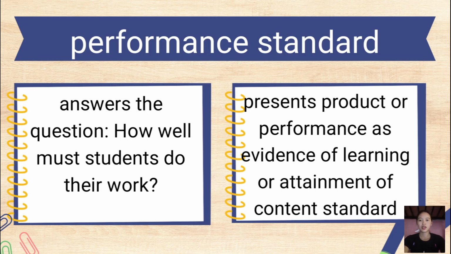For example, if our lesson is about writing a paragraph, the content standard may focus on understanding the elements of a good paragraph, such as the topic sentence, supporting details, and concluding sentence. The performance standard, on the other hand, may require the students to write their own well-organized paragraph using those elements. So the content standard focuses on the learning, while the performance standard focuses on the demonstration of that learning.